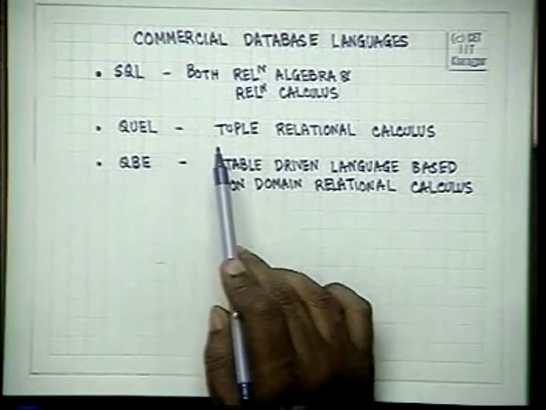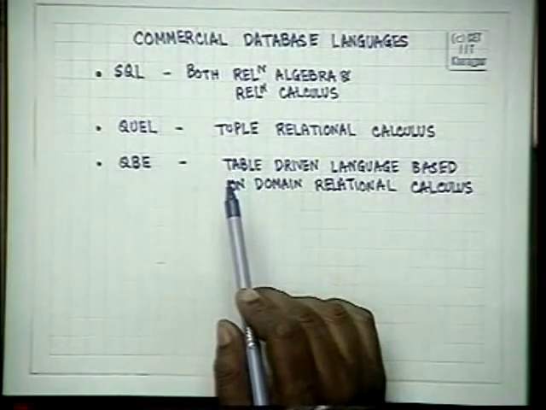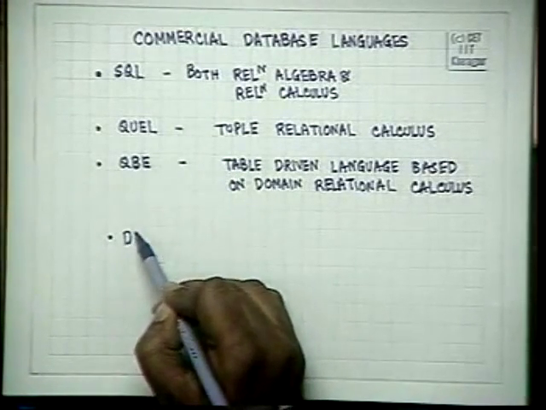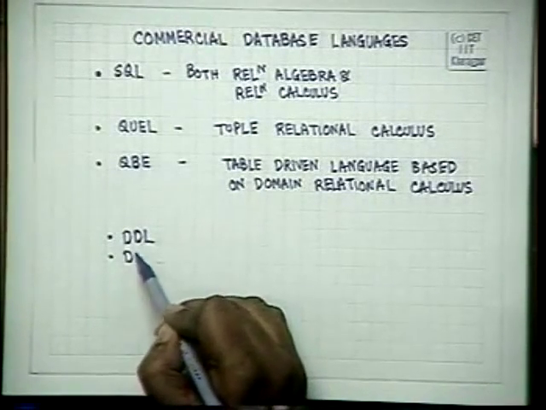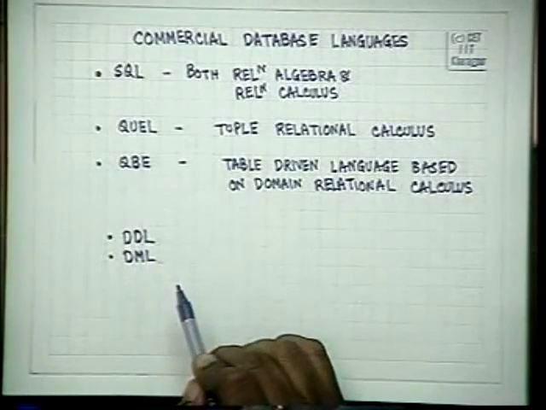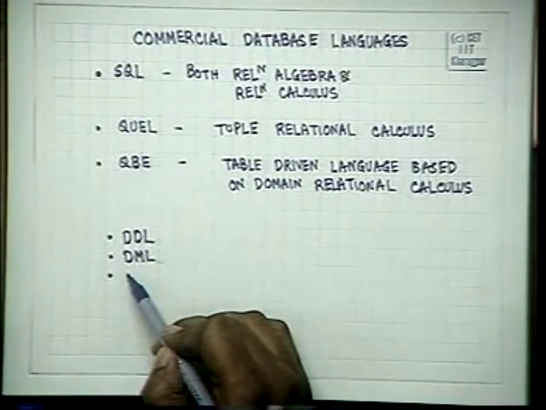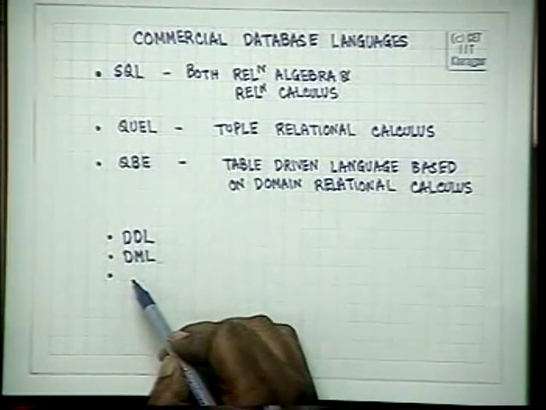Now, these languages are not meant only for expressing queries. They are complete languages in the sense that they allow for data definition. So, they have a DDL. They will give you a data manipulation language or a query processing language. They will also give you mechanisms for expression of integrity constraints, access rights, authorization, views, etc.